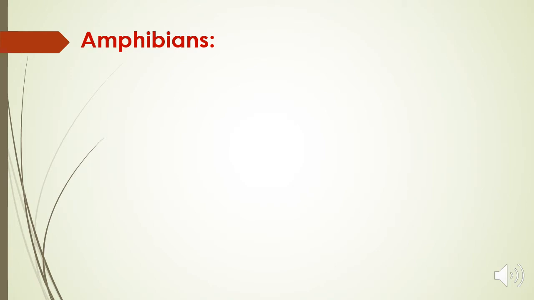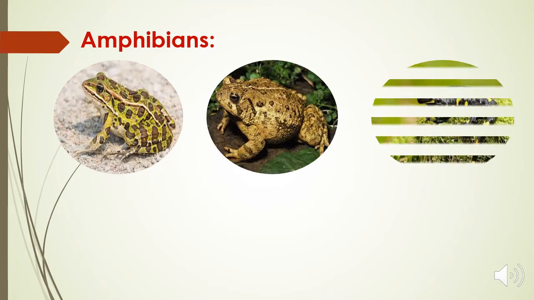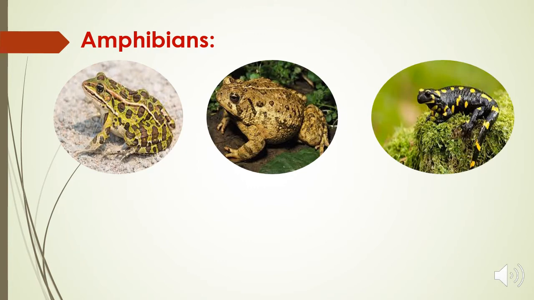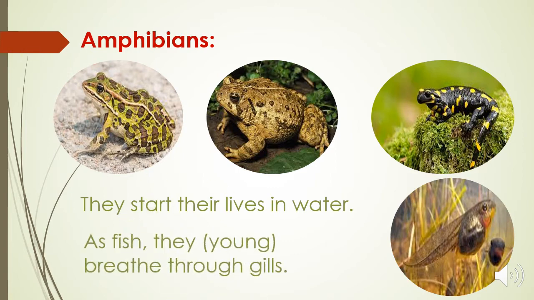Amphibians. This is a frog, toad, and salamander. These animals start their lives in water. So they are like fish. They live in water and they breathe through gills.